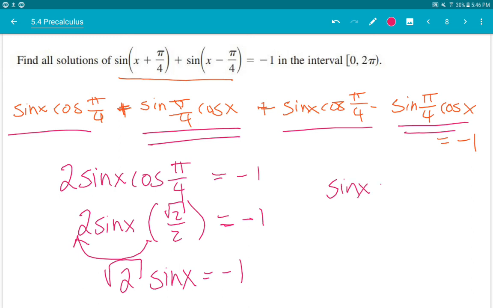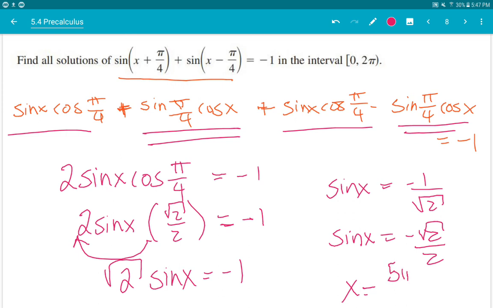Sine x is equal to -1 over radical 2. Sine x equals negative radical 2 over 2. So where is sine x equal to negative radical 2 over 2 on this particular interval? That's going to be at the pi over 4 marks, but which pi over 4 marks in particular? It's going to be at the 5 pi over 4 mark and the 7 pi over 4 mark. So those are your two solutions for this one.